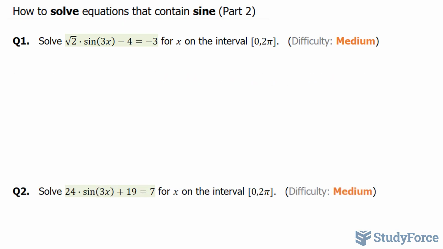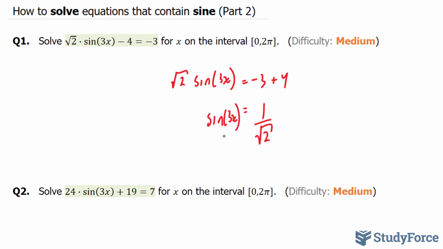The first thing that we'll do here is isolate for sine 3x. And to do that, we'll bring this negative 4 over, and we end up with the square root of 2 sine 3x is equal to negative 3 plus 4. Simplifying the right side, we end up with positive 1. And we also need to get rid of the square root of 2 on the left side, so we'll divide both sides by that. If we do that, we end up with 1 over the square root of 2 on the right side and sine 3x on the left side.